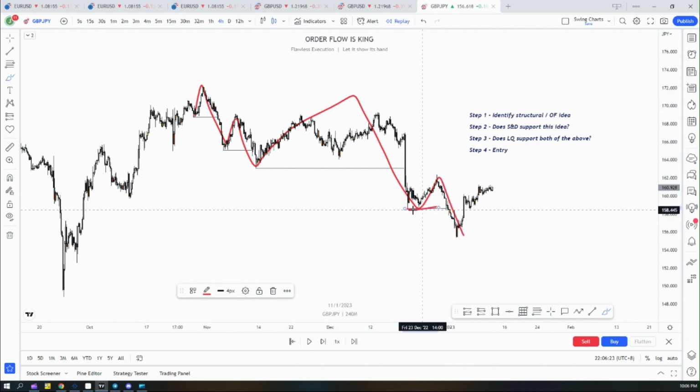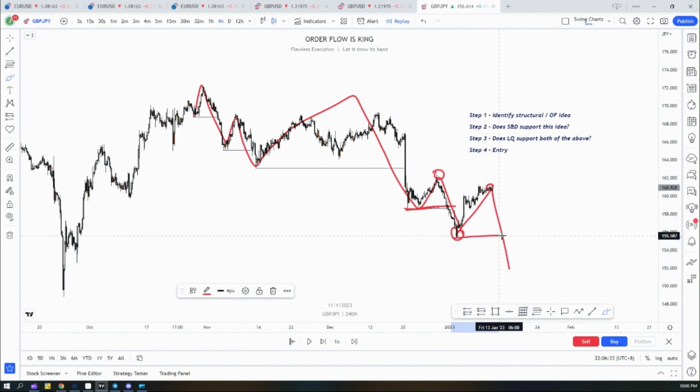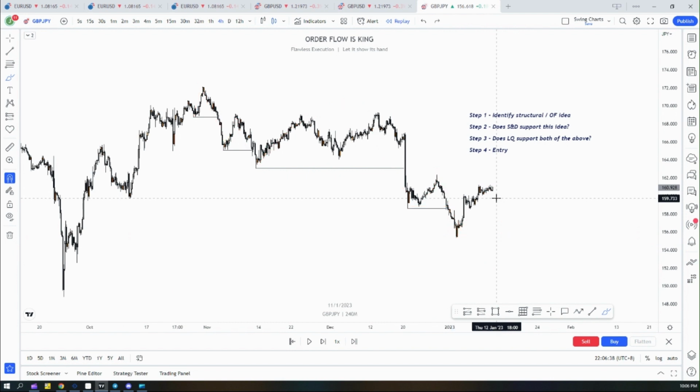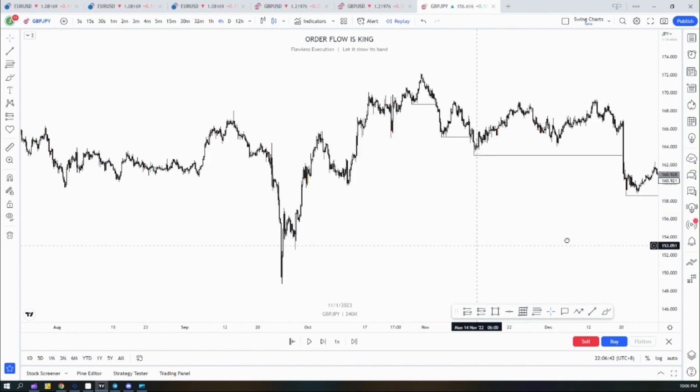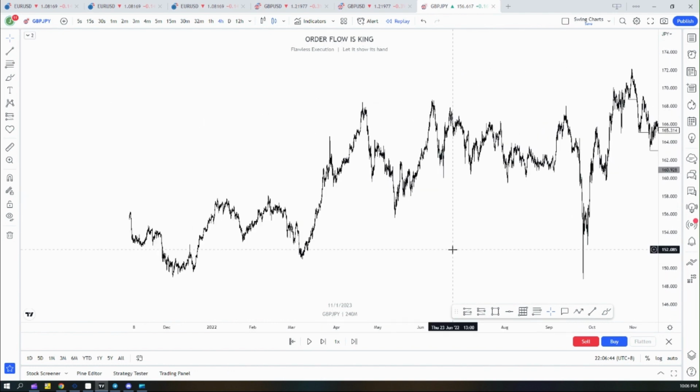This is our most recent break of structure. This is our most recent swing high. This is our most recent swing low. So what are we expecting in the market? We are expecting a lower high to push through and give us a new lower low with a break of structure. I like GJ because it follows order flow very, very cleanly, especially major order flow.